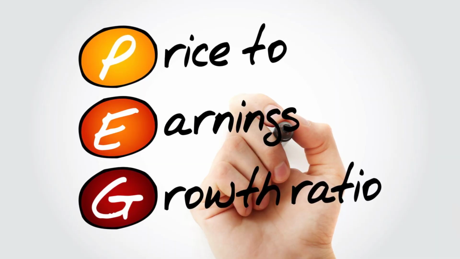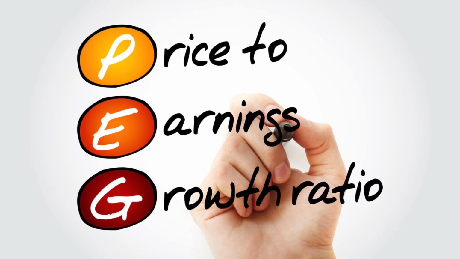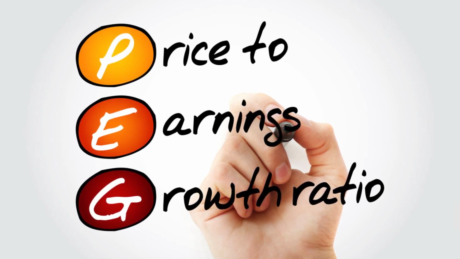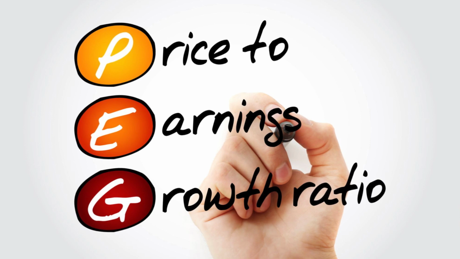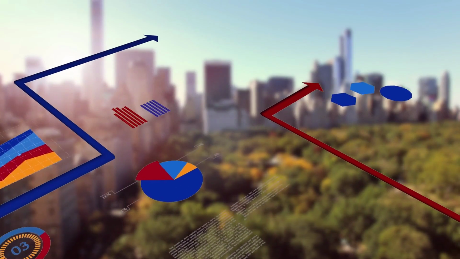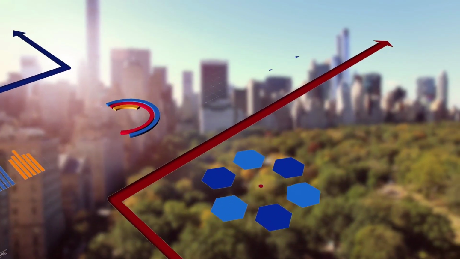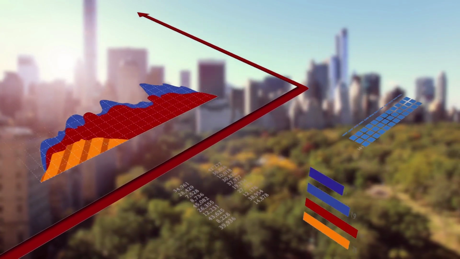The next indicator is the PEG ratio. That is the price to earnings to growth ratio. This indicator measures price earnings relative to the company's growth. In other words, this indicator is measuring how much an investor is willing to pay for growth.